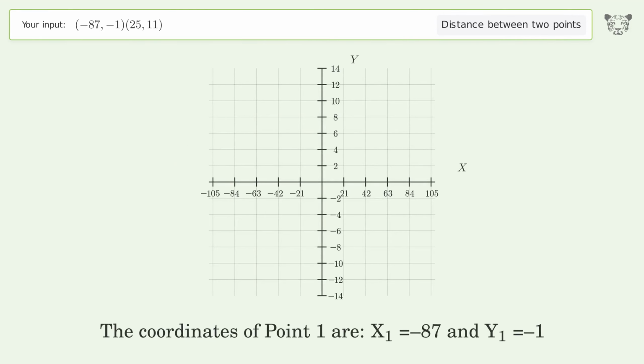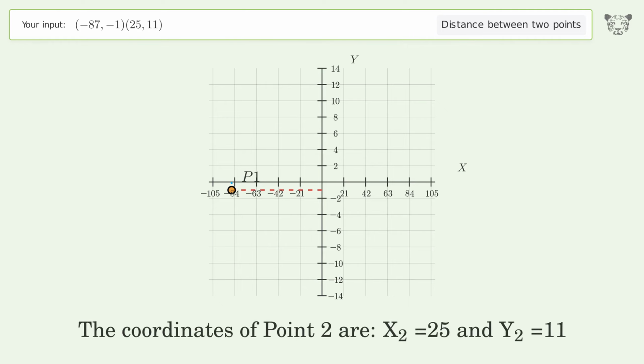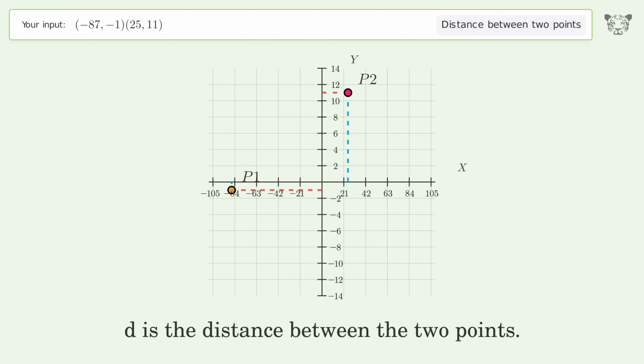The coordinates of point 1 are, x1 equals -87 and y1 equals -1. The coordinates of point 2 are, x2 equals 25 and y2 equals 11. D is the distance between the 2 points.